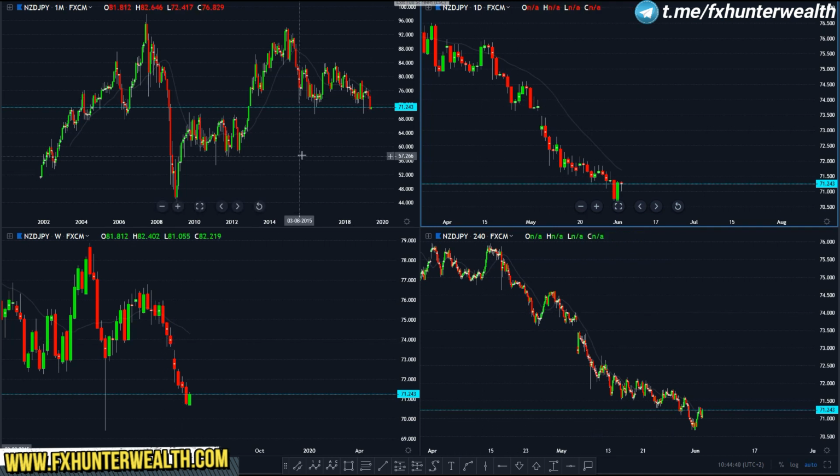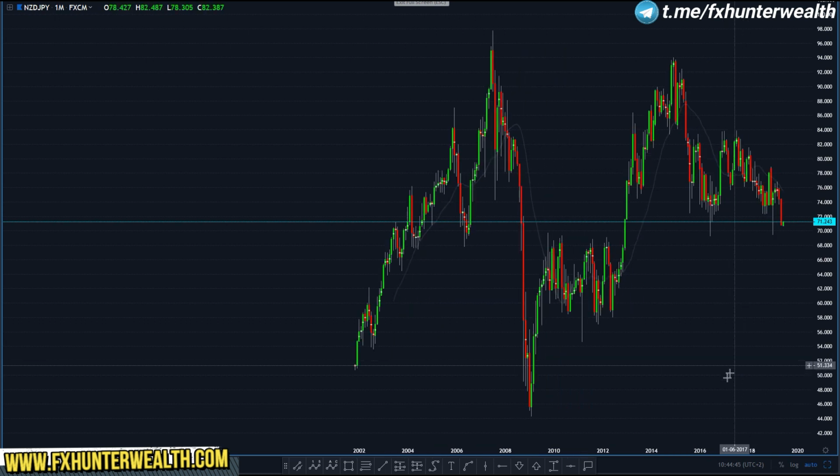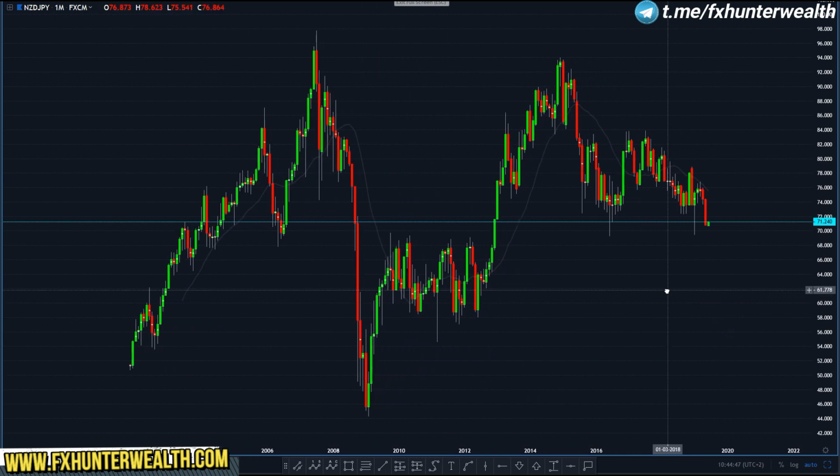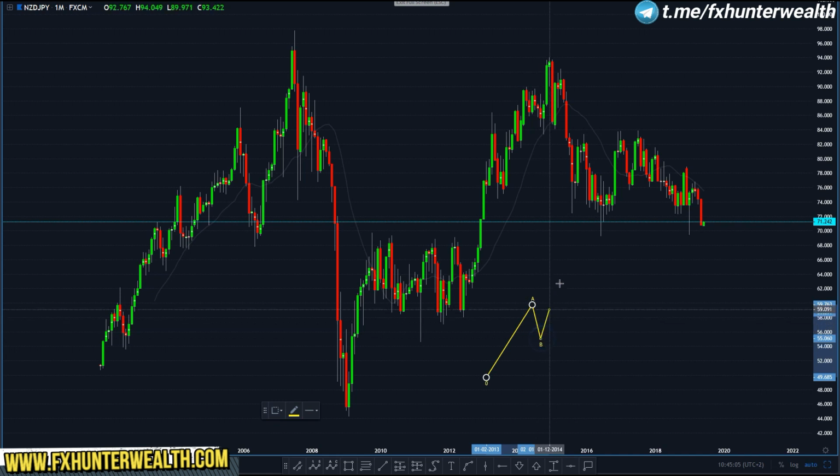So let's start with the monthly as usual, and what I'm always looking for is to find out what is the trend on this time frame. So first of all, we should define what is the trend. A trend is when the price movement is constantly making a higher low, higher high, and higher high. So this could be considered an uptrend if we have this.